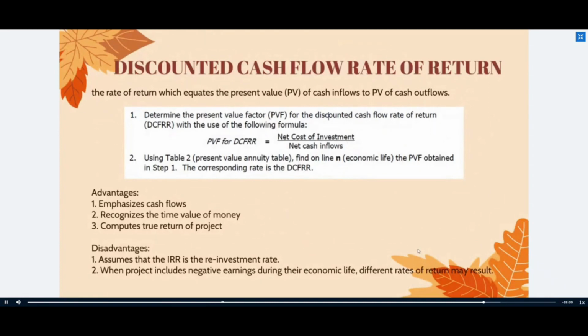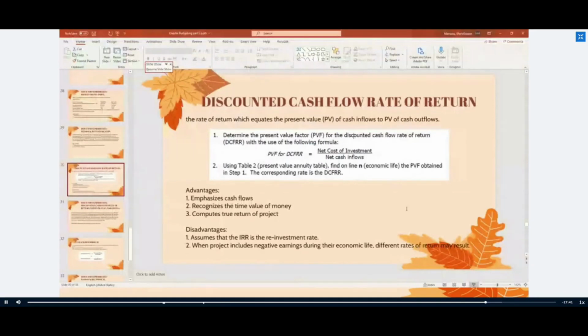The rate of return which equates the present value of cash inflows to the present value of cash outflows. It's similar to the IRR. So, number one, determine the present value factor for the discounted cash flow rate of return. That's what we did earlier. And then number two, using table 2, find the line, the economic. Actually, this is what we did in discussion problem 15.